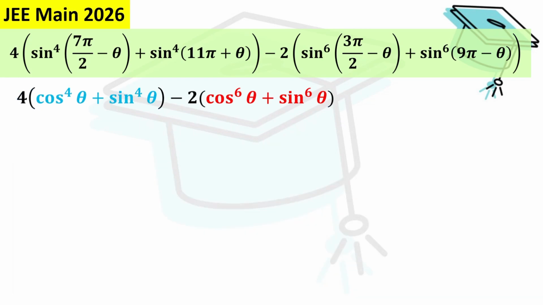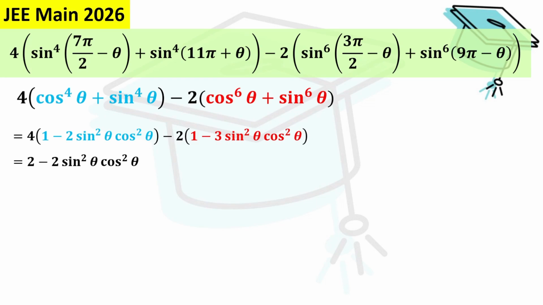So this function becomes this. Now multiplying 4 and 2 inside and simplifying a little bit, we get 2 minus 2 sine square theta cos square theta. Now to make it even simpler, let's use the multiple angle formula. So here we are going to multiply by 2 and divide by 2. So we get 2 minus half into 4 sine square theta cos square theta, which I have written like (2 sine theta cos theta) whole square, because we know 2 sine theta cos theta is sine 2 theta. So this function becomes 2 minus half sine square 2 theta.